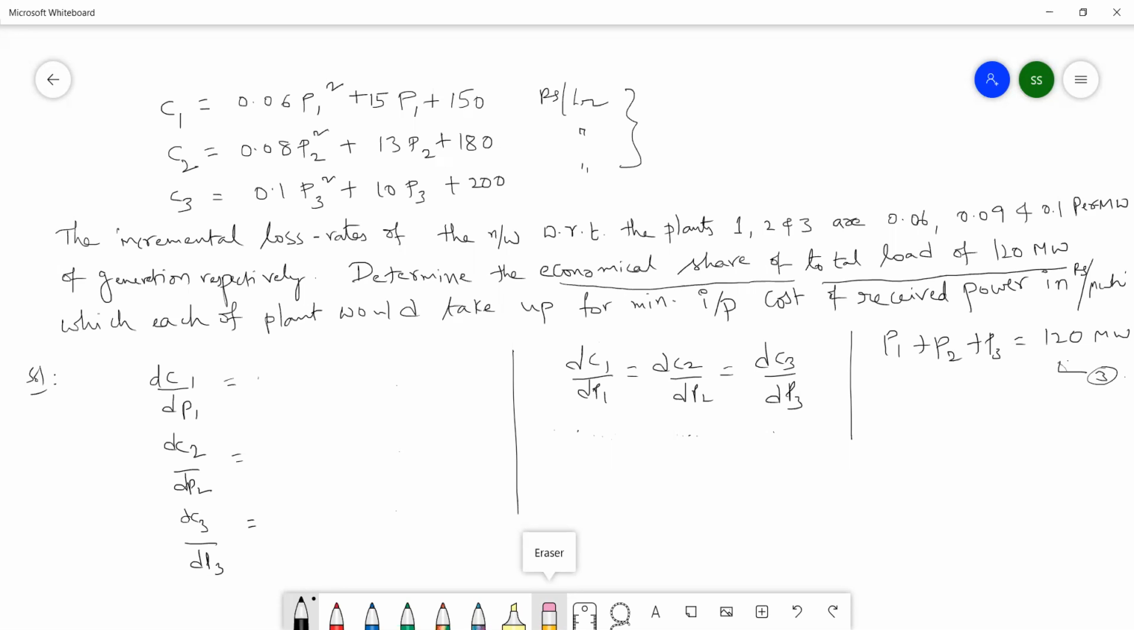First one, 0.06 P1 squared. Differentiation with respect to P1: 2 times 0.06 is 0.12 P1 plus 15. 150 is a constant, so 0. Now the second one: 0.16 P2 plus 13. Third one: 0.2 P3 plus 10. Remaining all of you do it quickly and you can cross check the answer.